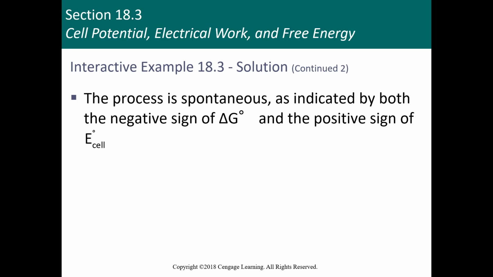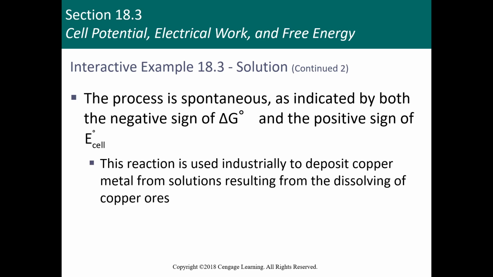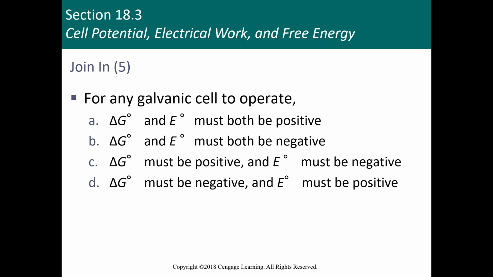So this process is spontaneous. That's indicated both by a negative sign on the delta G and a positive sign on the E naught cell. This reaction is actually used industrially to deposit copper metal from solutions resulting from dissolving of copper ores. This is one of the ways you can get copper metal on an industrial scale. For any galvanic cell to operate, the delta G must be negative and the E naught must be positive, right? They have to be spontaneous to operate.